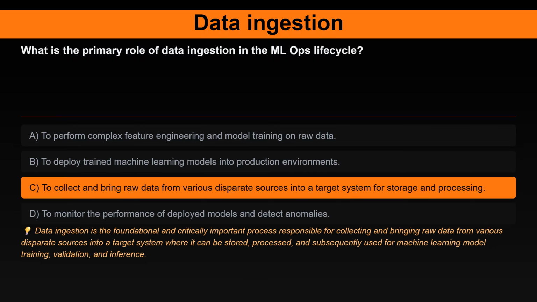The correct answer is, quote, to collect and bring raw data from various disparate sources into a target system for storage and processing. Here's the explanation. Data ingestion is the foundational and critically important process responsible for collecting and bringing raw data from various disparate sources into a target system, where it can be stored, processed, and subsequently used for machine learning model training, validation, and inference.